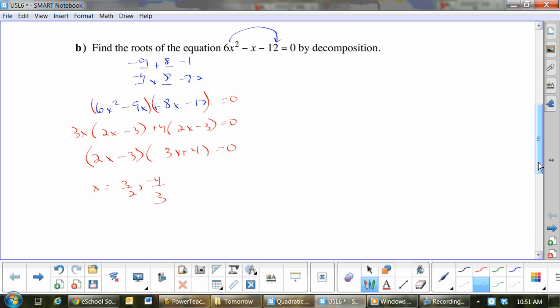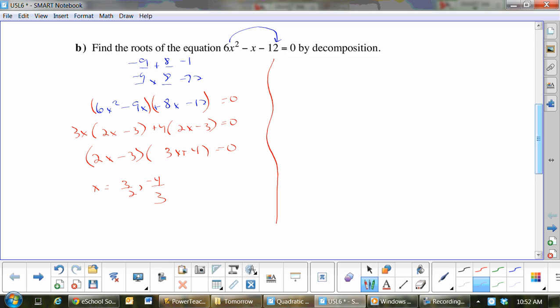Now that is what we call decomposition or inspection. Okay? Why do we call it inspection? Well, you have to think about what two numbers add to -1 and multiply to give me -72. What are those two? Then we got to split them up. Then we got to do factoring, and then we got to put zeros, right? Okay. So now I just kind of want you to watch this part.